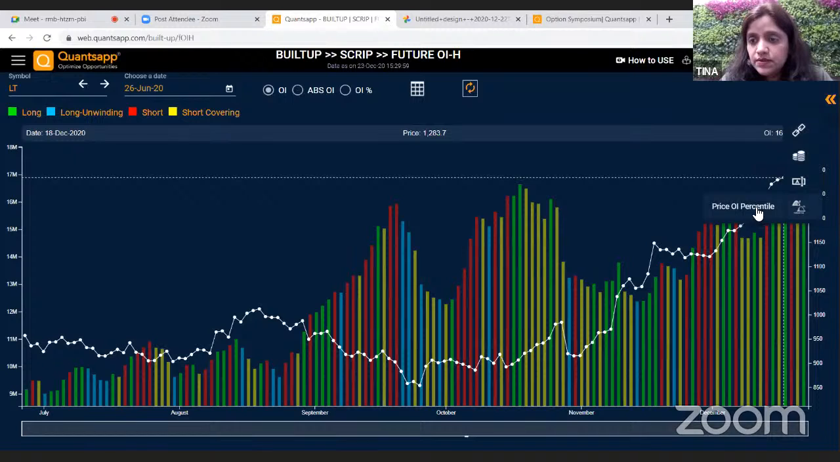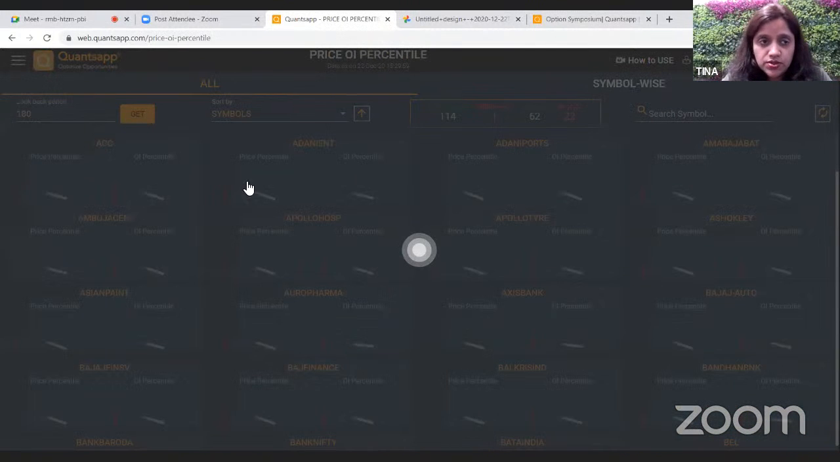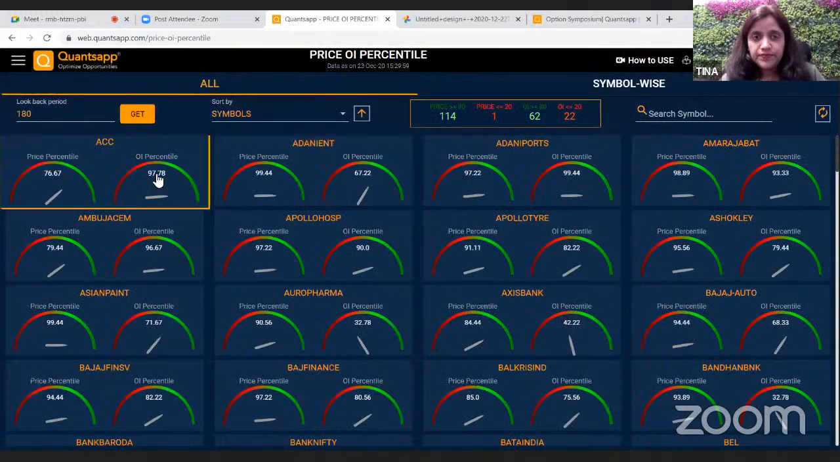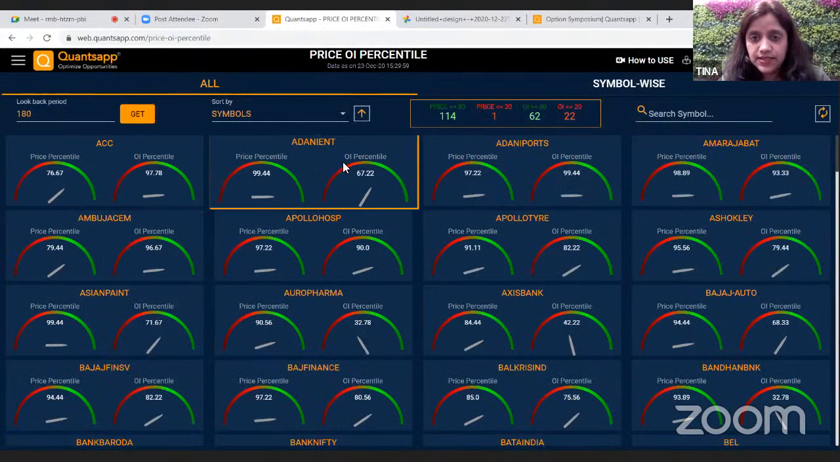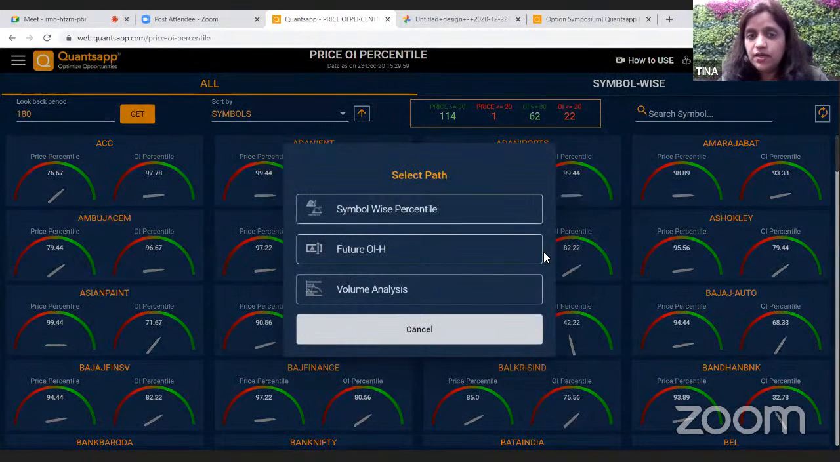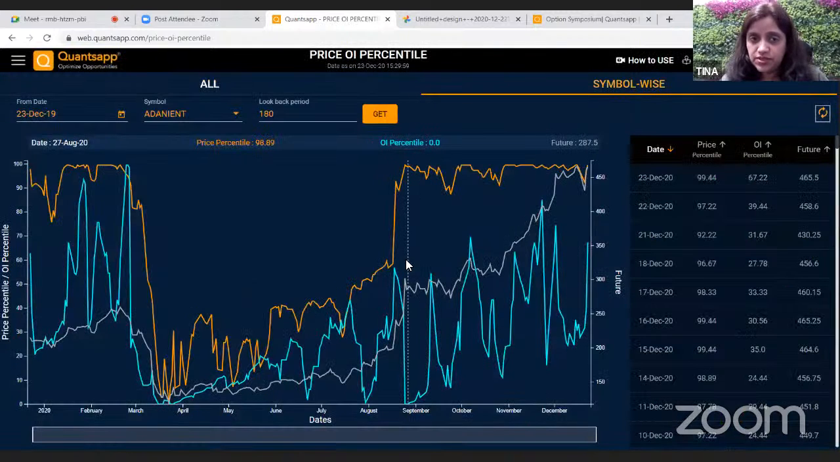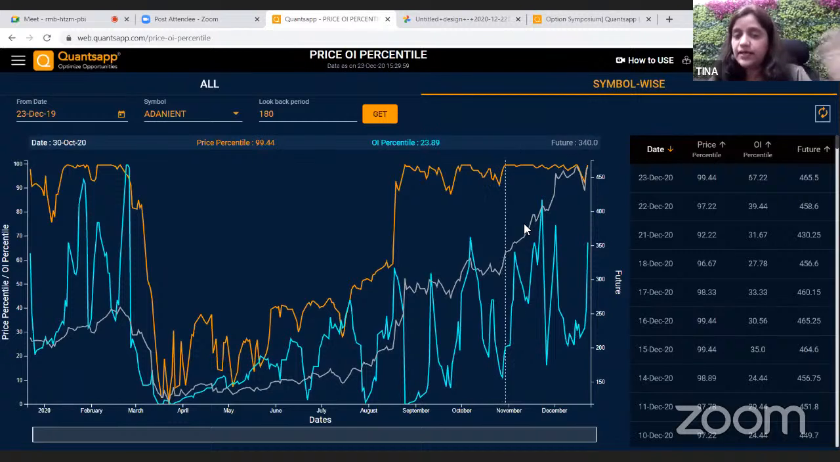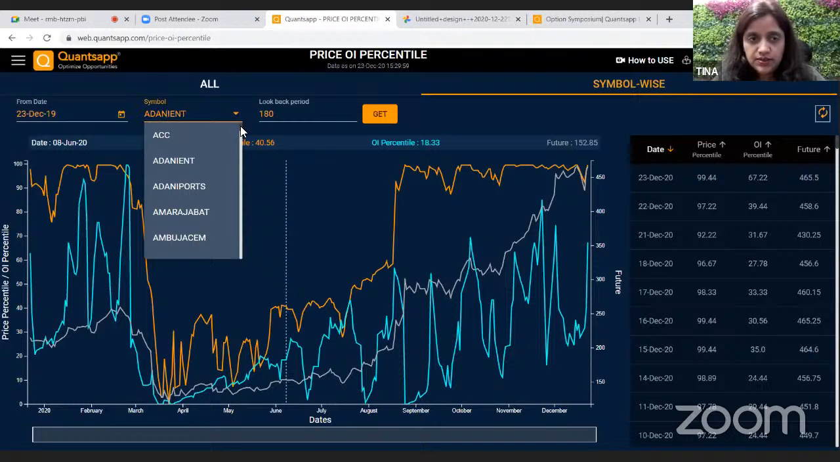Now you can have a historical price OI also. Say, for instance, I am looking at Adani Enterprise, symbol-wise price percentile. This will tell you the historical price percentile and OI percentile for this instrument. The prices after September have been on the upper hand only, and the OI is basically moving up and down. You will see the shading on the expiry day, and again you can see the build up. You can actually change the stock and see how things have been moving.